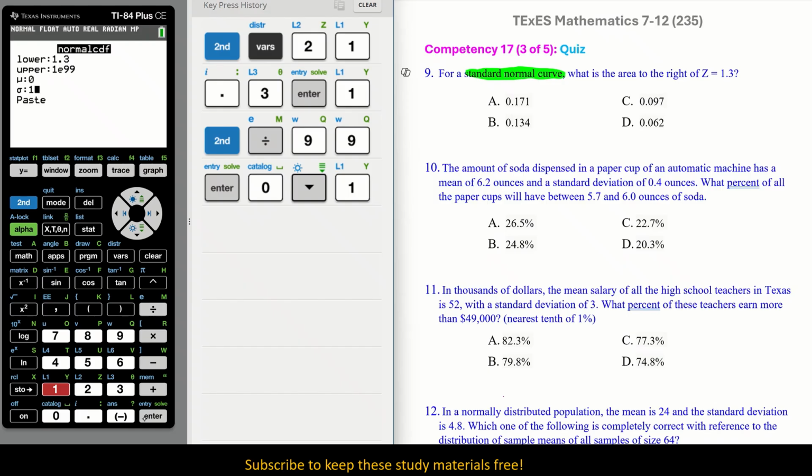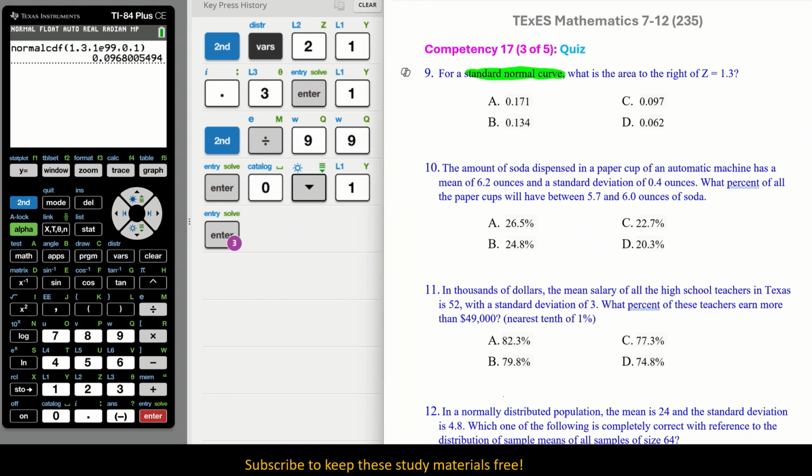All right, so let's go. Enter, enter, enter again. There you go. Let's see which one matches the best. And I would go with C. They didn't tell us how to round, but we can see from what we have what's the best choice.